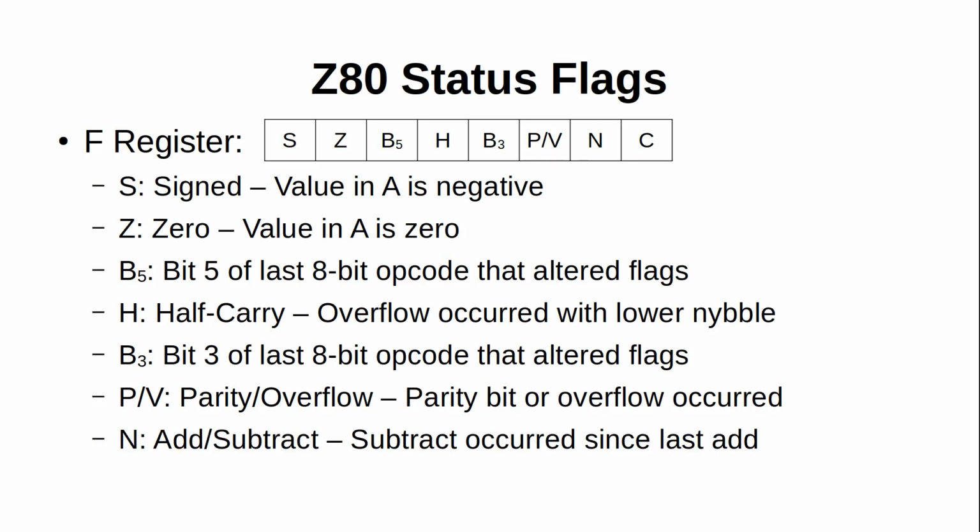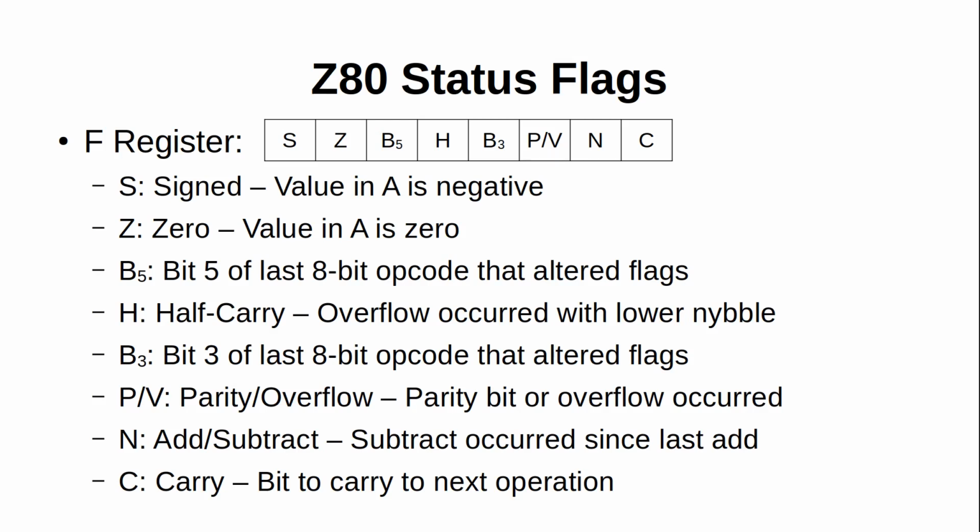Bit 1 is the N bit, which is set when a subtract instruction has been executed since the most recent addition instruction. If that matters to your program, you can examine the F register to check it out. Finally, the lowest bit is C for carry, which is the full 8-bit carry flag, as opposed to H. This bit figures heavily into math operations with 16-bit or larger values, as well as many other use cases.